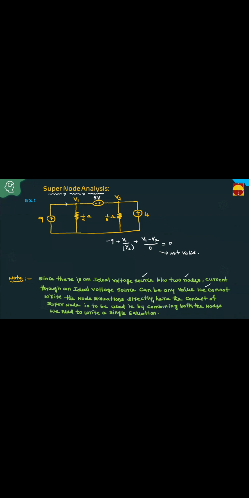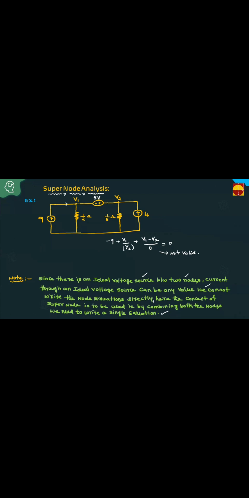By combining both the nodes, we need to write a single equation. But you have to solve two unknowns now. V1 is unknown, V2 is unknown. By combining these two nodes, you have to write one nodal equation. And within the supernode, you have to apply KVL. Then you can get one more equation. Then by solving these two equations, we can get the two unknowns. This is the concept. Clear, students?